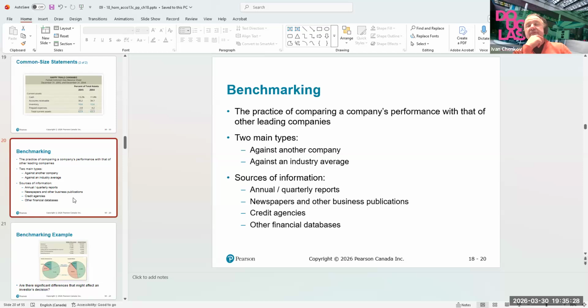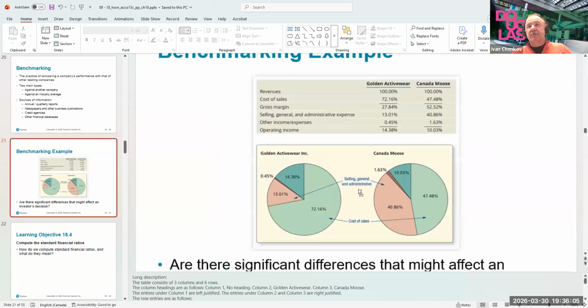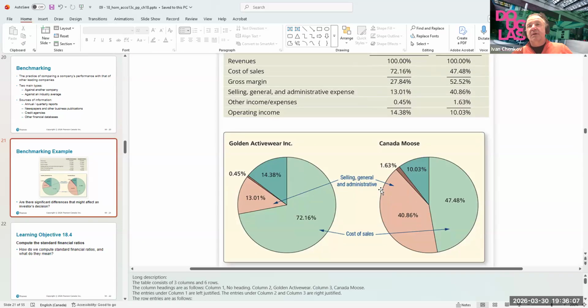From where are we going to get this information in order to prepare the benchmarking and the vertical analysis, so we can compare each other with the other industry? That will be reports, any reports from the financial statements from the company. I told you in SEDAR, you can find information about the financial statements of our company, newspapers, business publications, credit agencies, financial data, Statistics Canada, all this you can find. Now the benchmarking example here is you having those two companies and you can put it in the pie chart.